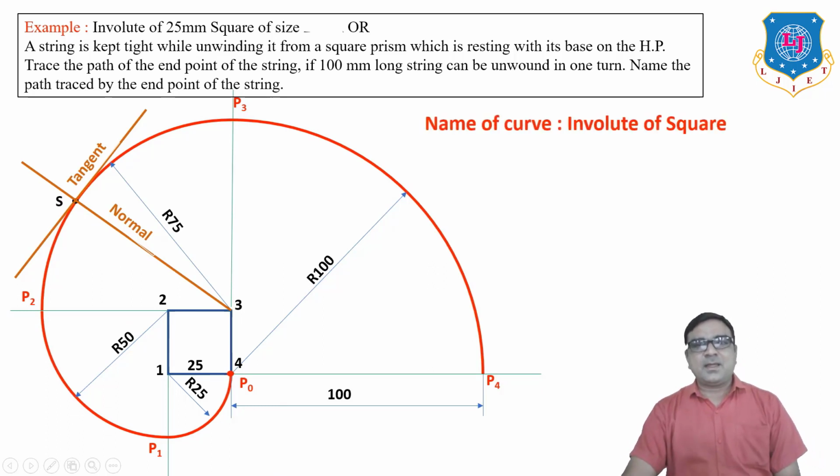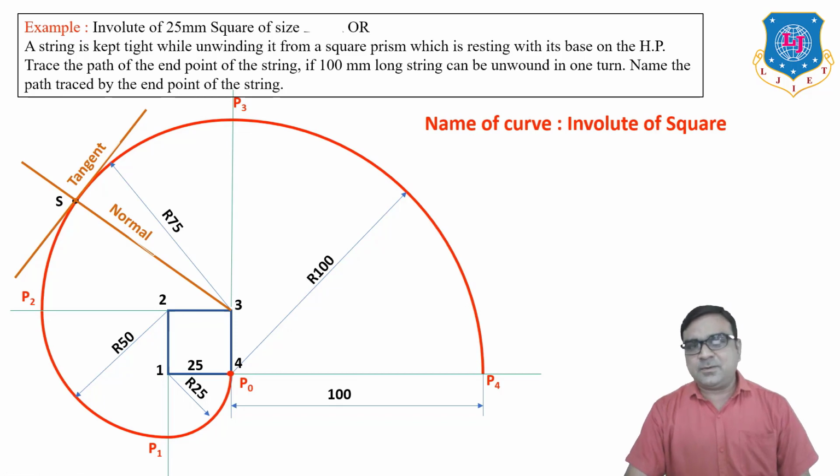Okay. What is the name of this curve? The name of this curve is involute of square.